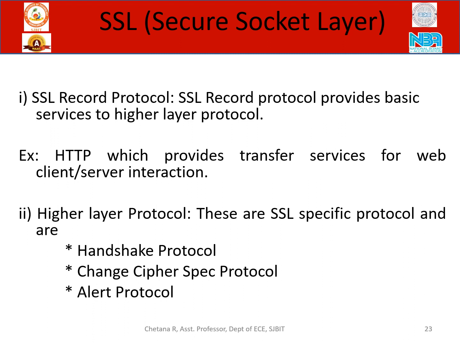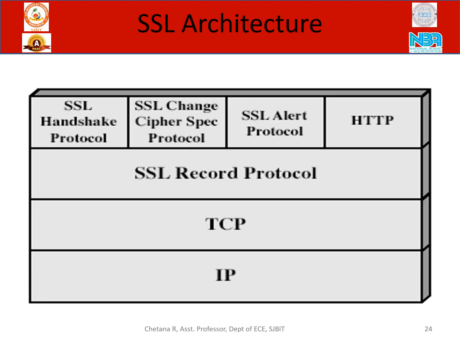When you look into the higher layer protocols, there are SSL-specific protocols meant only for SSL, and they are called the handshake protocol, change cipher spec protocol, and alert protocol. In the next slide we will know about the architecture of SSL. As I told, SSL has two layers, the SSL record protocol and the higher layer protocol. When we look into this SSL architecture, we have IP, which is nothing but your network layer. Next you have TCP, which is nothing but your transport layer, and above this you have the SSL record protocol.